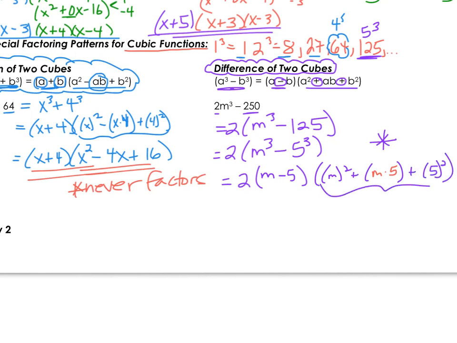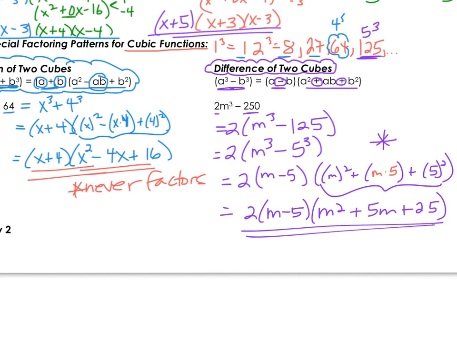So now let's simplify. We have 2 and then m minus 5. Technically that m squared, done. Plus m times 5 plus 5 squared, which is 25. And again, that's as far as that will factor. And this is 5.4, day 1.